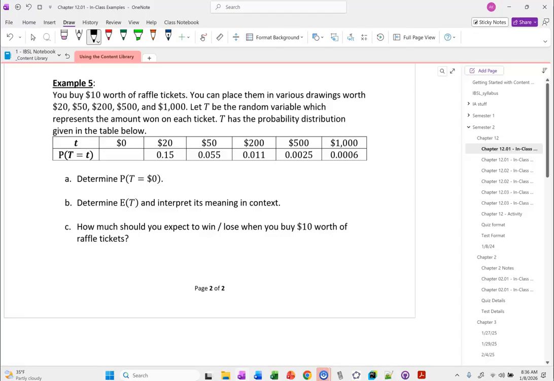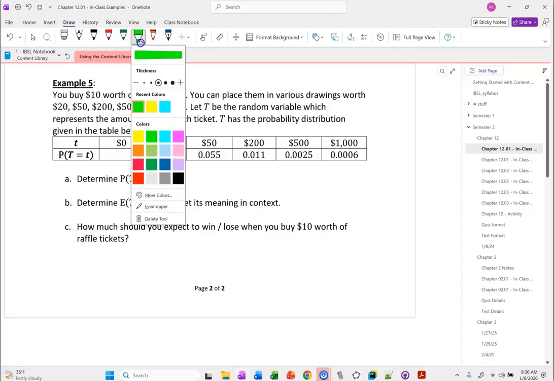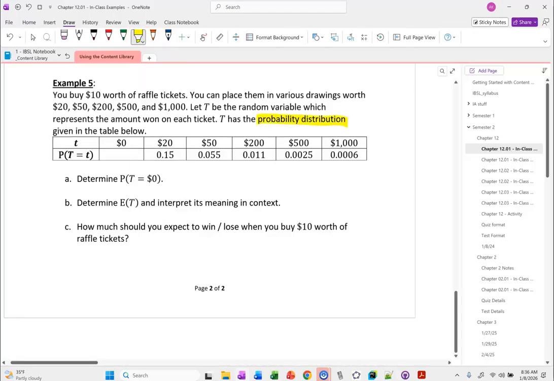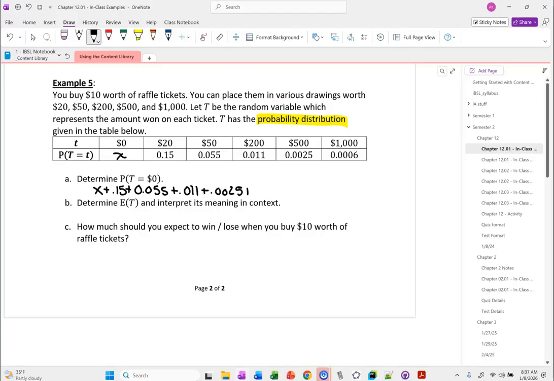How do I do that? Yeah. Why is that? Because it's a probability distribution, right? So if we call this guy X, we have X plus 0.15 plus .055 plus .011 plus .0025 plus .0006 is equal to 1, and we just solve for x, right?